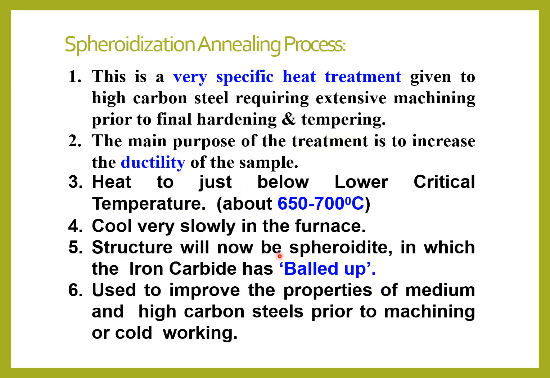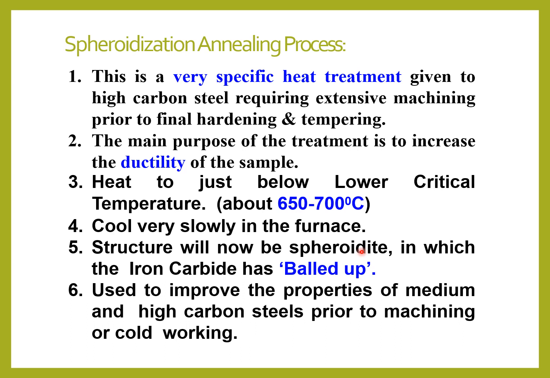So next one is the spheroidization annealing process. We especially use this before hardening and tempering. We have to do this spheroidization annealing, and it will increase the ductility of the material. We heat below the lower critical temperature, at 650 to 700 degrees centigrade, and slowly cool in the furnace. The structural change is called spheroidite, which has round ball-like spheroid forms.